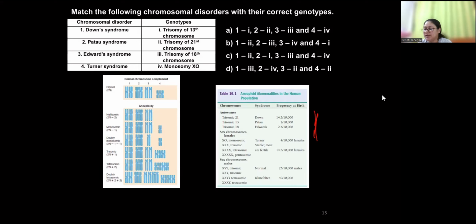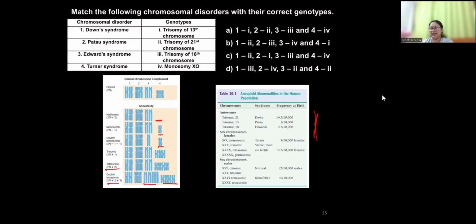Like in nullisomic, both chromosomes of one entire set are not there, right? Here, one is missing. Doubly monosomic, it is from two sets, one is missing from each. And here we have one extra, apart from the 2n, one more. We have two extra in tetrasomic. And in doubly tetrasomic, we have four extra, like here 4 and here 4, instead of 2, it's 4 and 4. So this is where these problems lie.